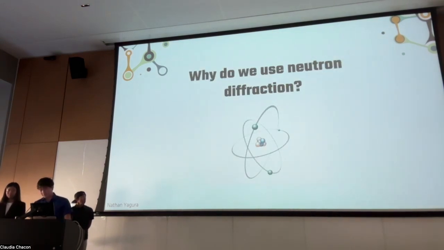Now that we know how diffraction works, why do we use neutrons instead of X-rays? Neutron diffraction provides structural information that X-ray diffraction cannot always obtain. For example, neutrons interact with atomic nuclei rather than electron clouds. Because of this, they are better at detecting light elements such as hydrogen and distinguishing between similar elements, and they are more sensitive to magnetic ordering. By combining neutron and X-ray diffraction, scientists can get a more complete picture of material structure.